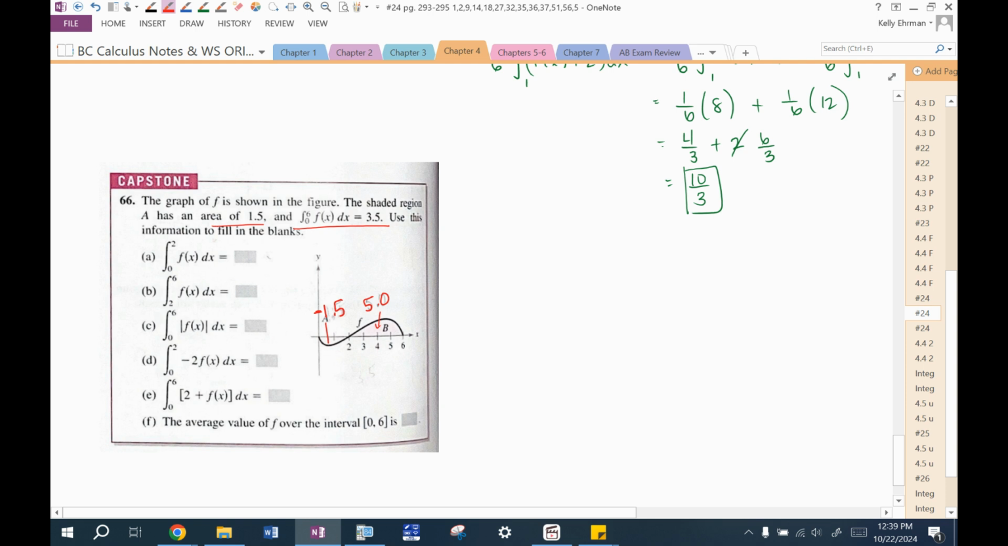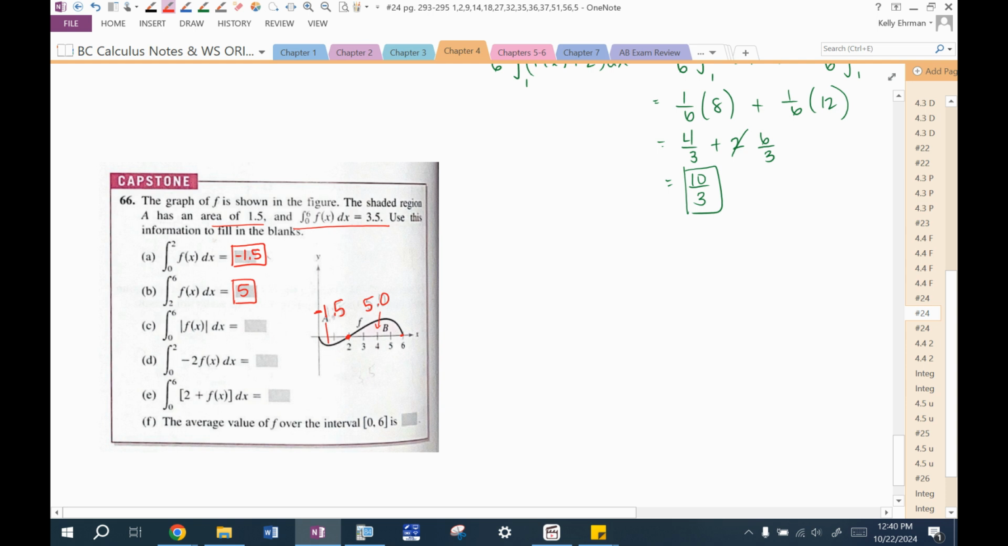All right, so what's the integral from 0 to 2 of f of x dx? That's negative 1.5. They didn't fill in the negative for you. You have to know that because it's underneath the x-axis. From 2 to 6, so B, I already answered that. That's 5. And that's because I know this is negative 1.5 and the net has to be 3.5. So if I figure out what I need to add to negative 1.5 to get 3.5, I get 5.